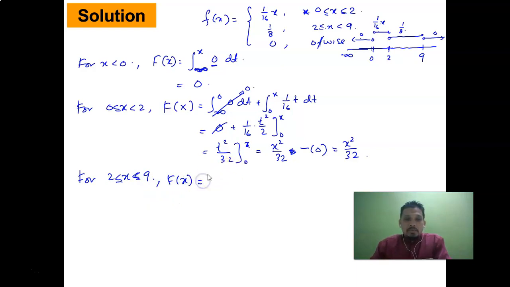So then F(x) equals the integral, the first domain here from negative infinity until 0, and the function here is 0 dt, plus the next is from 0 until 2, and the function involved here is 1 over 16 times t, plus the next domain here is from 2 to any value of x which is less than 9, and the function involved is 1 over 8. So 1 over 8 from 2 until x dt.